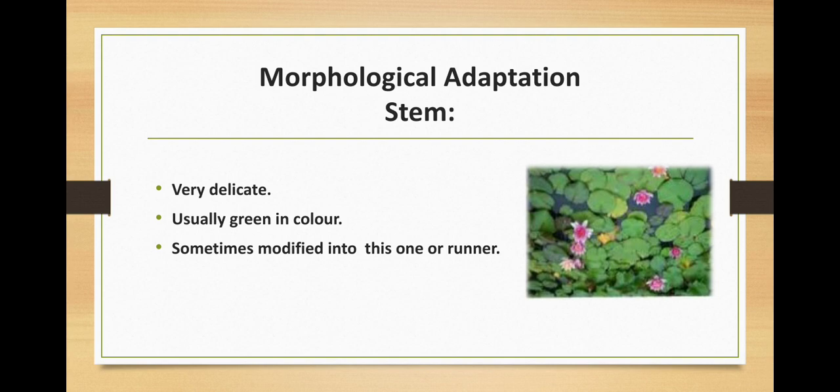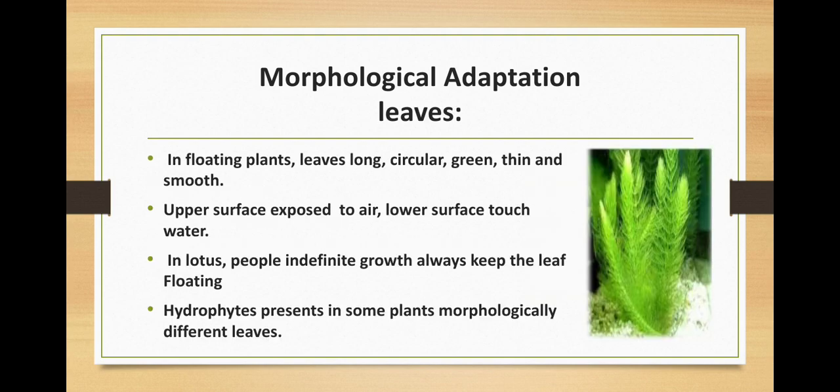Morphological adaptation. Stem very delicate, usually green in color, sometimes modified into runners. Morphological adaptation of leaves. In floating plants, leaves are long, circular, green, thin and smooth. Upper surface exposed to air, lower surface touches water. In lotus, the petiole's indefinite growth always keeps the leaf floating.